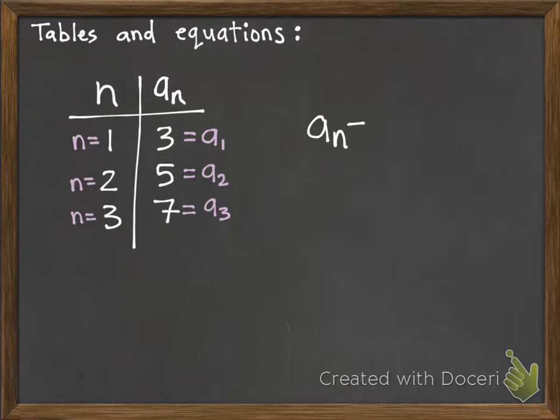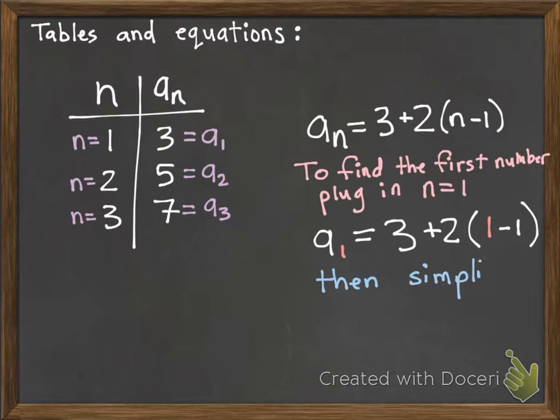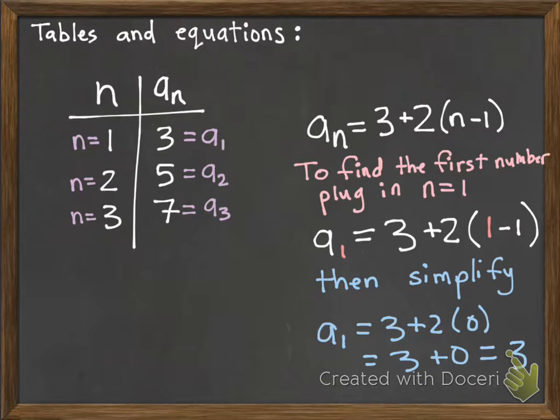We can also give the pattern using an equation. A sub n equals 3 plus 2 times n minus 1. The way that this works is that when we want to find the first number, we would plug in 1 for n, and so on. So if we change every n in that equation into a 1, we can then solve or simplify that to find out what the first term is. In this case, the first term was 3.